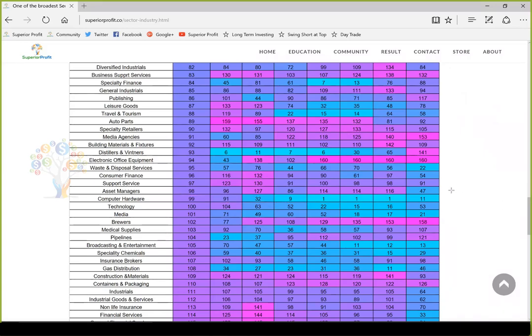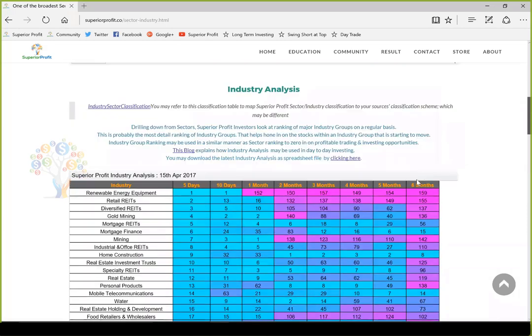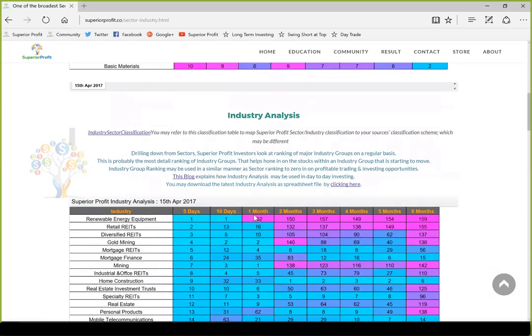So you may look at this chart, at these ranking tables in more detail, and look for industry groups where you would like to go long and short. And if you want to sort it by the monthly data, you can always click here, download it as an Excel, and do your own slicing and dicing.